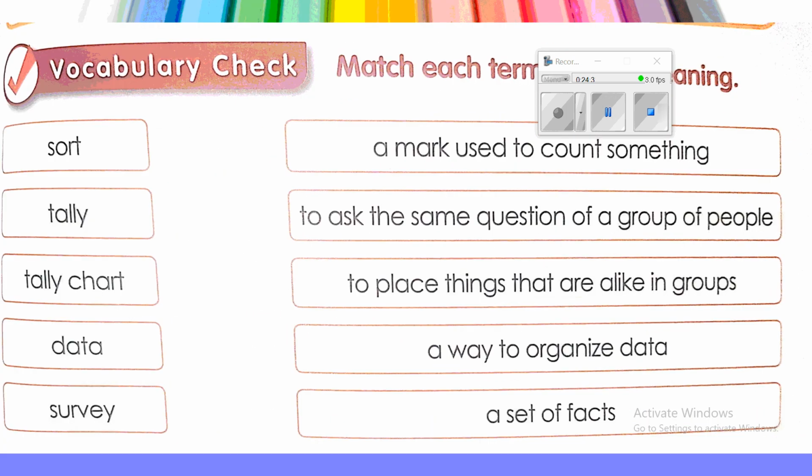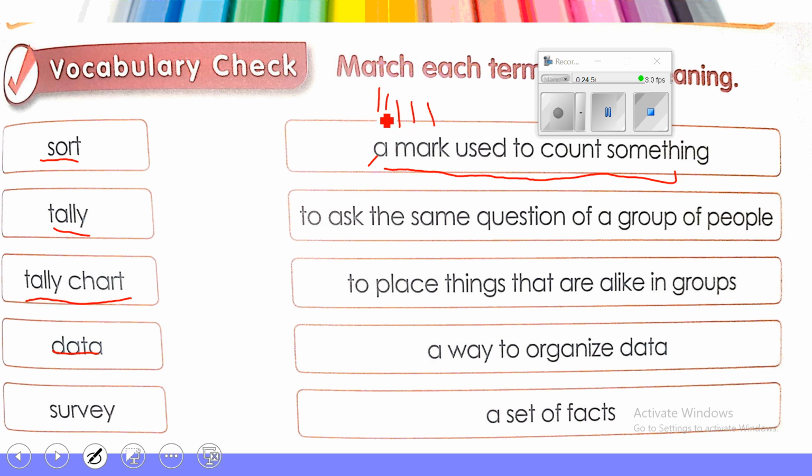Here is a vocabulary check. I just read the words and the meaning and match. Let's see. I read the word first. Here is sort, tally, chart, data, survey. Let's see the first one. A mark used to count something. This is a mark like this. What do you call these? Perfect. It's a tally. This is marks.